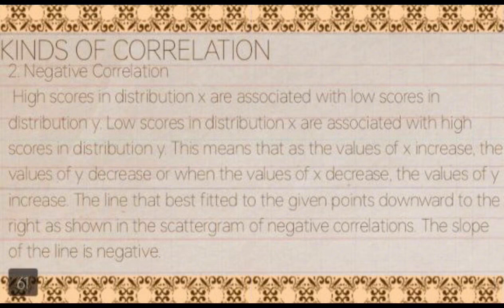So here, a negative correlation means the opposite. As one variable increases, the other decreases. For example, if students who score high in math tend to score low in art, and vice versa, that's a negative correlation. In the scattergram, the points move downward to the right. The line of best fit has a negative slope. So here the scores move in opposite directions. High goes with low and low goes with high.